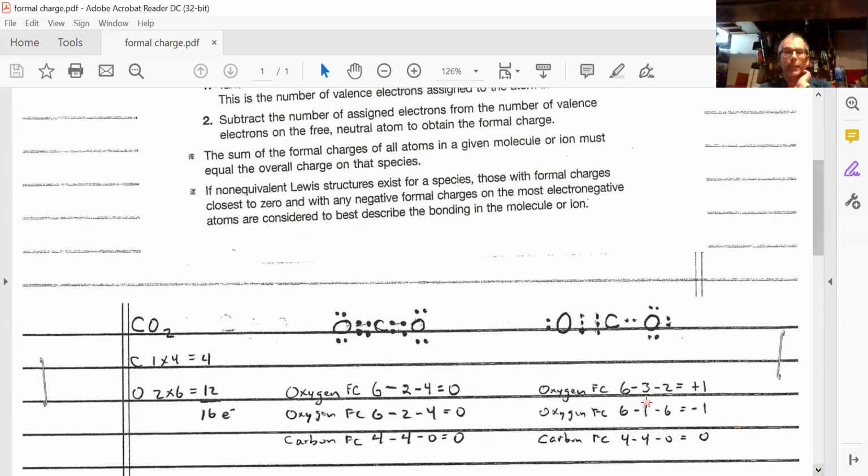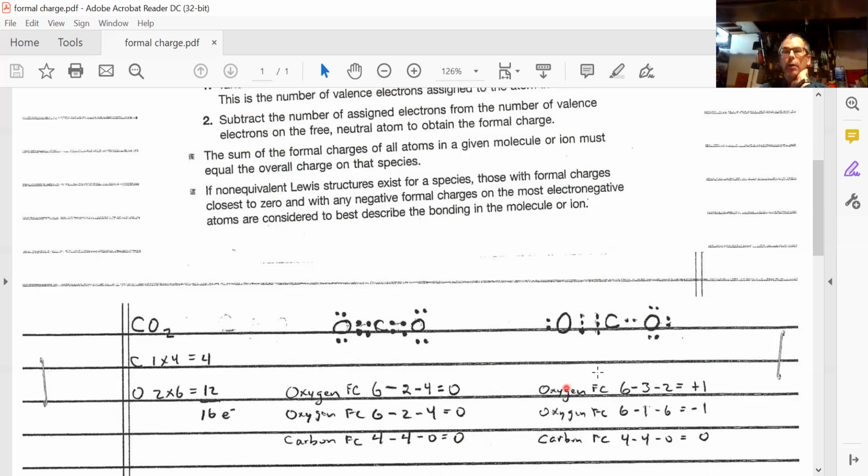What I have here is oxygen. We'll start with the family it's in. It's in family 6, so it has 6. I'm going to subtract 2 out of the 4 shared electrons. There are 4 shared electrons, but I only take half of those: 2 are assigned to oxygen, 2 are assigned to carbon. So 6 minus 2, and then minus these 4 unpaired electrons gives me 0. It's going to be identical over here, so that'll be 0. For the carbon, I have 2, 4, 6, 8 electrons, but only 4 of them are assigned to carbon. I subtract that from the original 4, and that gives me 0. So everything here has 0 formal charge.